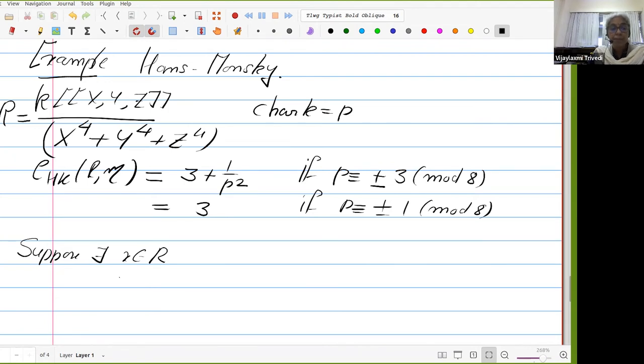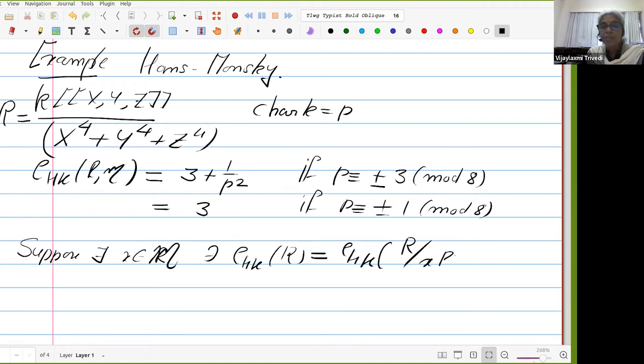But here, this kind of induction is not possible, because suppose there is some element x in the maximal ideal of R such that e_HK of R is the same as e_HK of R mod xR. Now your ring is a two dimensional ring, Krull dimension two, and this is Krull dimension one, and we have just now seen that for a one dimensional ring, this is the same as R mod xR.